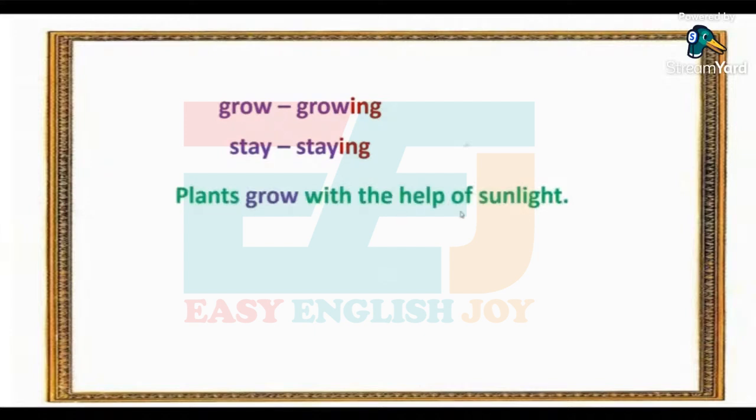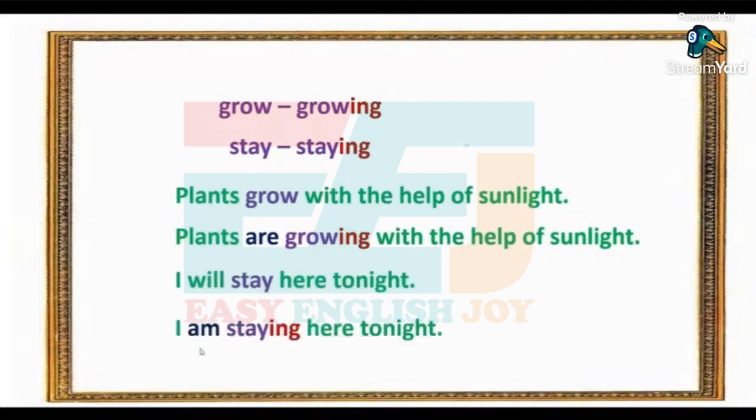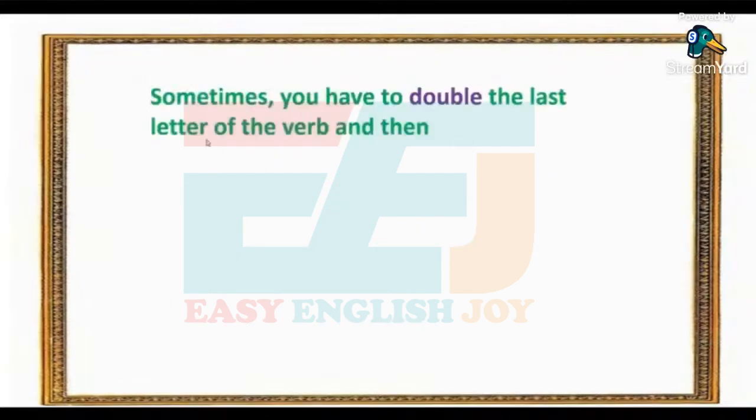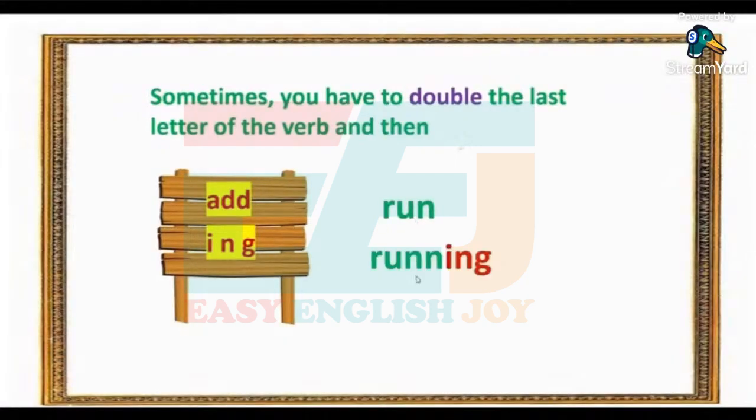Plants grow with the help of sunlight. Plants are growing with the help of sunlight. I will stay here tonight. I am staying here tonight. Sometimes you have to double the last letter of the verb and then add ing. For example, run. We double the last letter, which is letter N, before adding ing. So run becomes running.